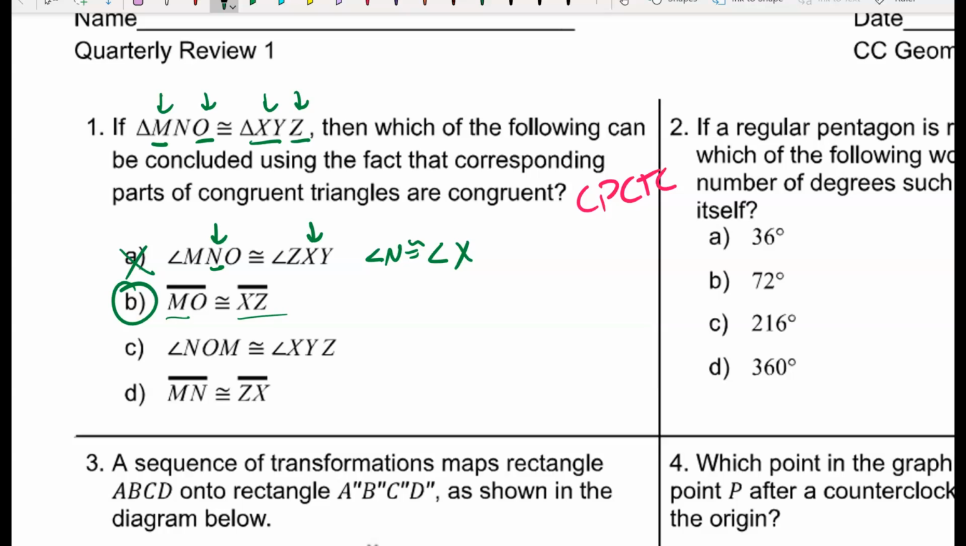Again, if you go through these, for C, this is saying angle NOM, or just angle O, and angle XYZ, or just angle Y, should match up. But I know that angle O should match up with angle Z, so that doesn't work. And you can make a similar argument for why MN shouldn't match up with ZX. It should match up with XY instead. So just look at the order of the letters there.